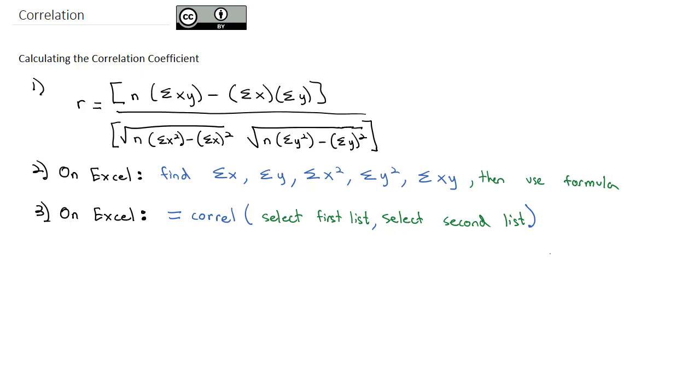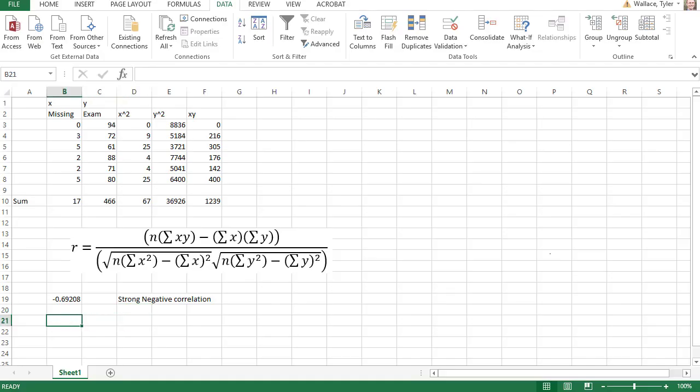Let's take a look at doing that with the problem we just solved. So rather than doing all the work that we just did using that formula that I've copied on the screen, I could have instead just typed in equals CORREL, open a parentheses, and then selected the missing assignments, comma, selected the exam scores, closed the parentheses, and when I hit enter, you see it's going to give me in one step that correlation coefficient of negative 0.69208. Again, giving me that strong negative correlation.